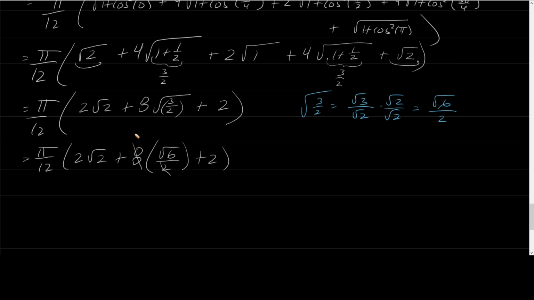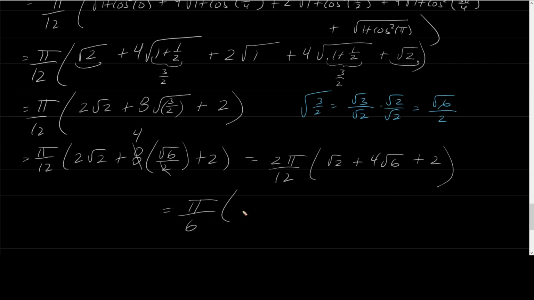The 8 and the 2 reduce. Notice now that everything here is multiples of 2's, so I can factor out a 2, so I end up with 2 pi over 12 times radical 2 plus 4 radical 6 plus 2. But the pi over the 2 and the 12, they reduce, so I end up with pi over 6 times radical 2 plus 4 radical 6 plus 2. Alright?